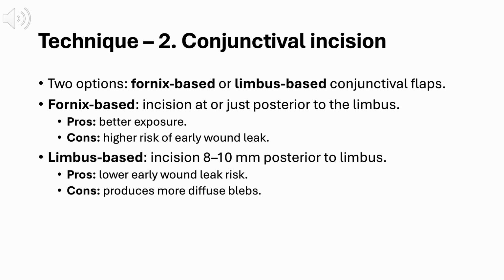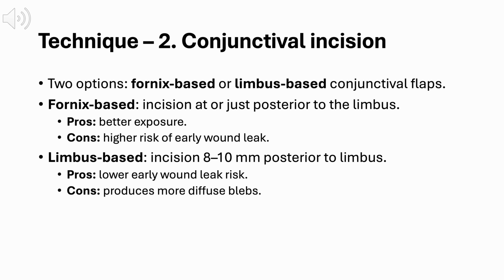Once exposure is secured, the next decision is the type of conjunctival incision. Surgeons generally choose between a fornix-based or limbus-based flap. A fornix-based incision sits right at or just behind the limbus, giving excellent exposure and easy access to the surgical field. The trade-off is a higher risk of early wound leak, which is why meticulous closure is so important.